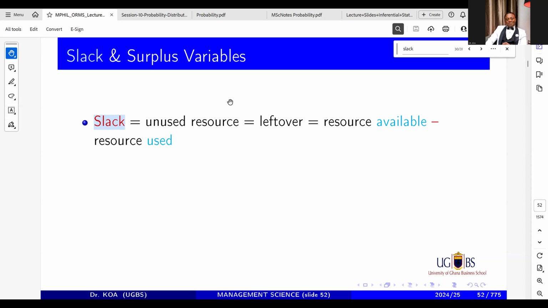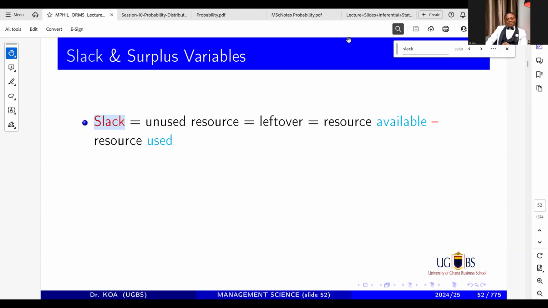Slacks, we have said, are unused resources. The resources that are supposed to be used but have not been used. For example, if you go to work and you get there late at 10 o'clock, and work is supposed to start at 9 o'clock, you have wasted 1 hour. That left over 1 hour is a resource that has not been used. And whatever you do, that hour is gone. So the available resources minus the used resources gives you the slacks. It's the same as saying that the right-hand side minus the left-hand side will give you the slacks.